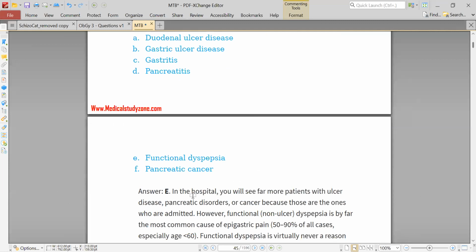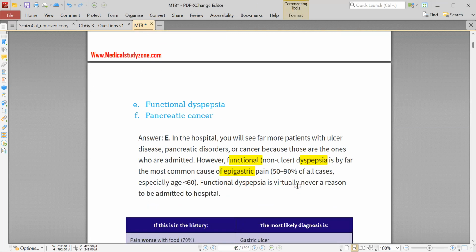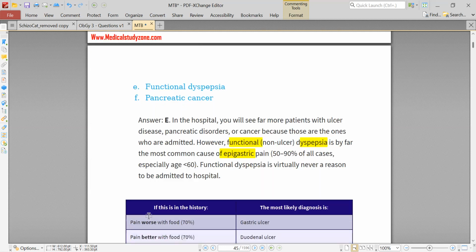The first most common cause is GERD. GERD is like dyspepsia also, right? That's why we are calling it functional dyspepsia. In the hospital, you will see far more patients with ulcer, pancreatic disease, and cancer. However, those are the ones who are admitted. Functional dyspepsia is just like a normal GERD thing, which will have epigastric pain, and so it is virtually never a reason to be admitted. Almost everyone can have GERD at some point of time, so it's very simple. It's not related to the patients who get admitted.